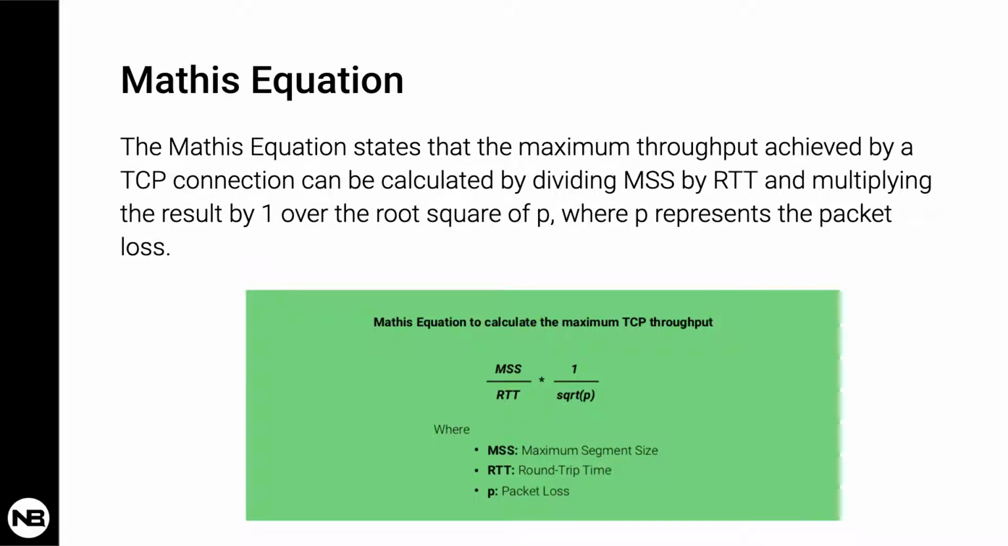The Mathis equation well describes the relationship between these three values and how they affect throughput. More specifically, the Mathis equation states that the maximum throughput achieved by a TCP connection can be calculated by dividing the maximum segment size by the round trip time and multiplying the result by 1 over the square root of p, where p represents the packet loss. So let's see how this plays out in real life.